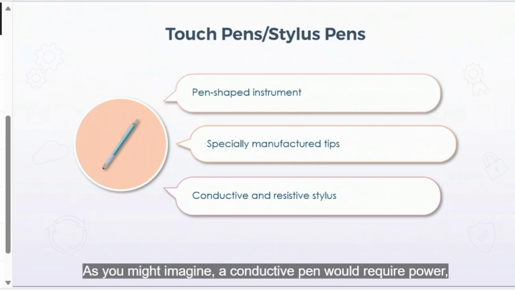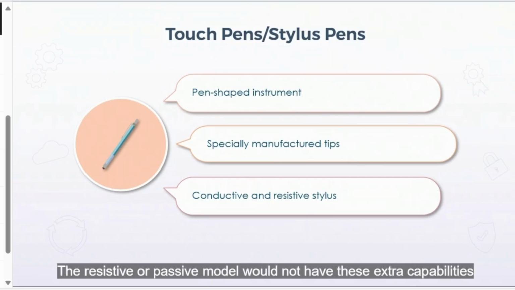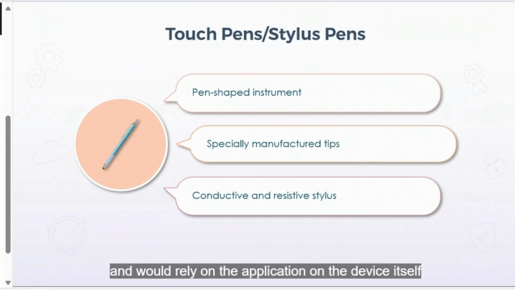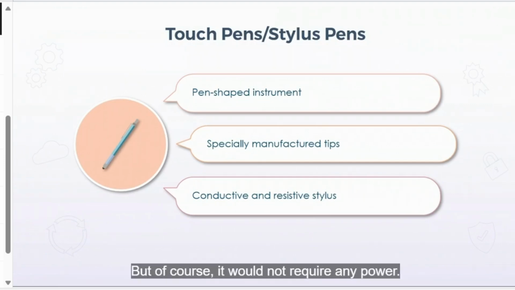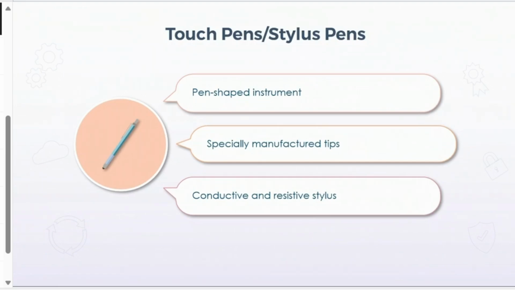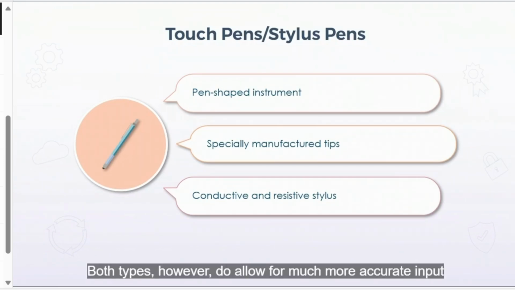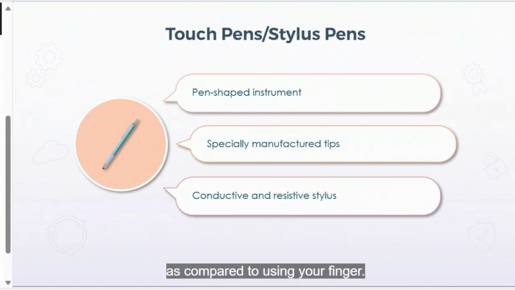As you might imagine, a conductive pen would require power, so it would likely come with some kind of charging cable, or perhaps there is a built-in cradle on the device that charges it. The resistive or passive model would not have these extra capabilities and would rely on the application on the device itself for different functionality. But of course, it would not require any power. Both types, however, do allow for much more accurate input as compared to using your finger.